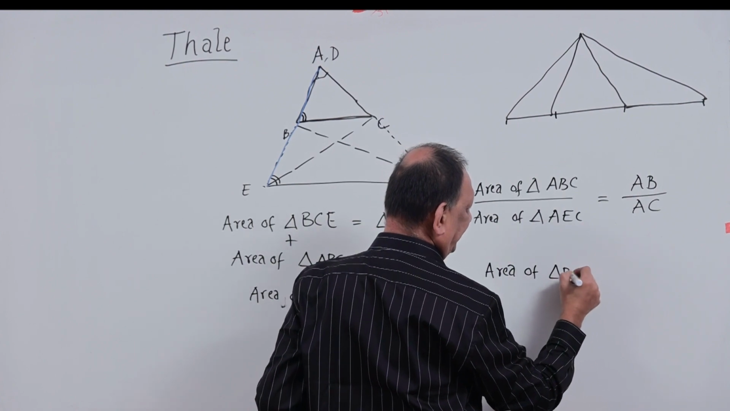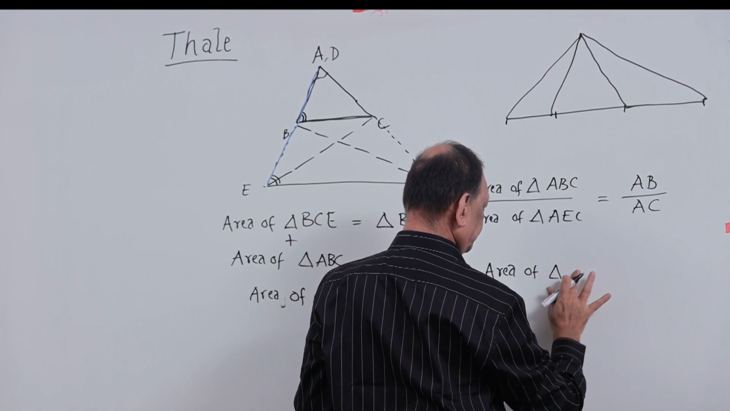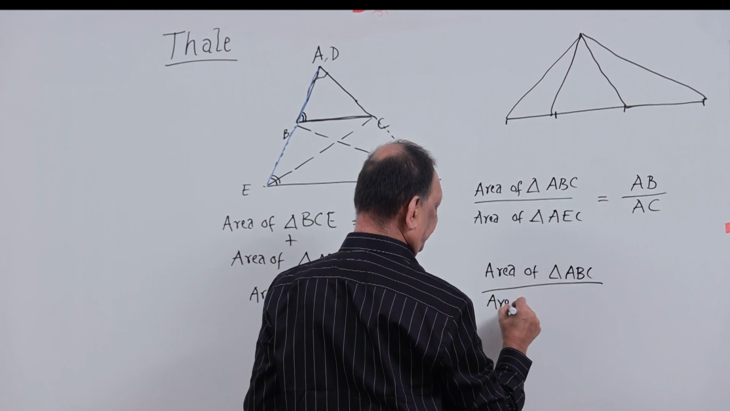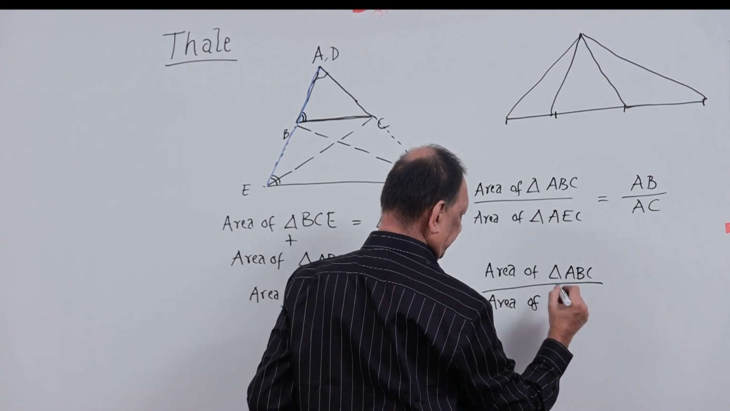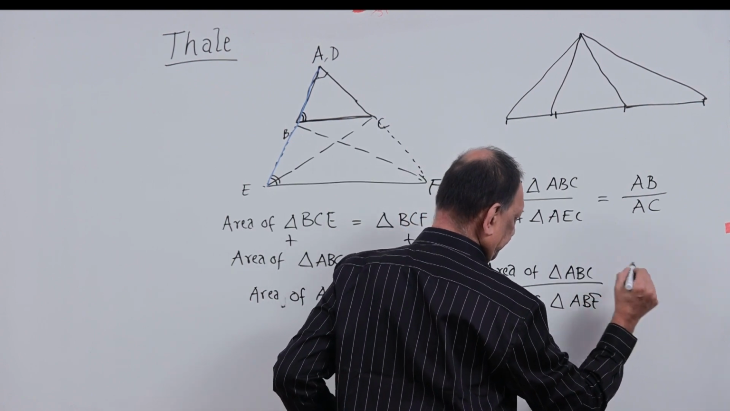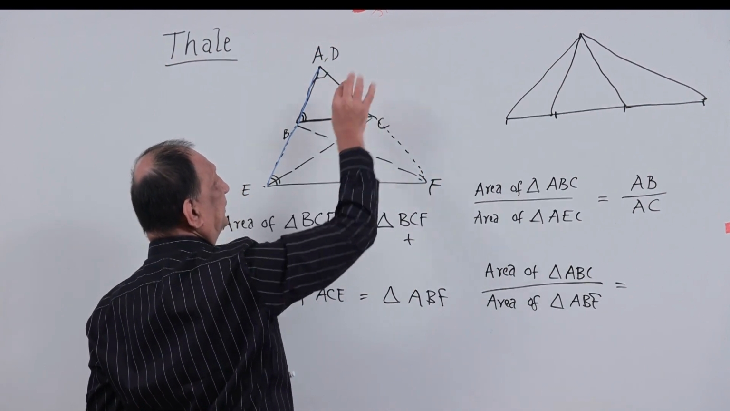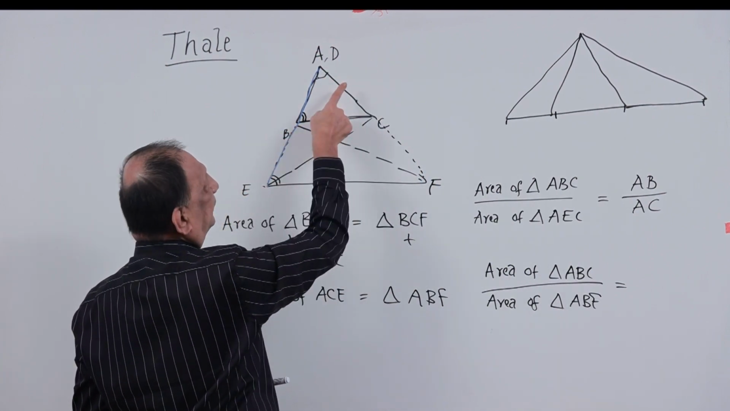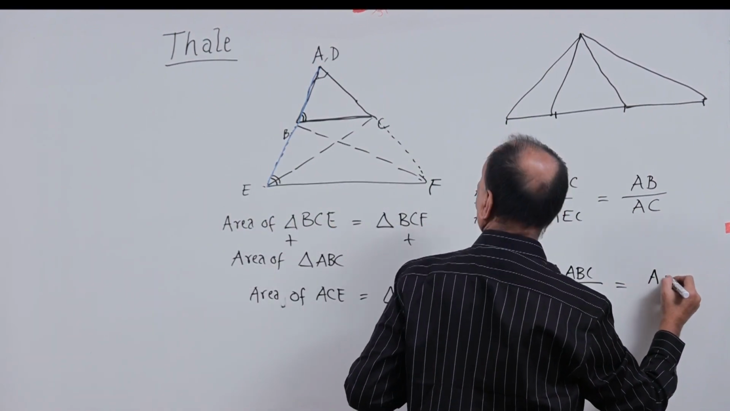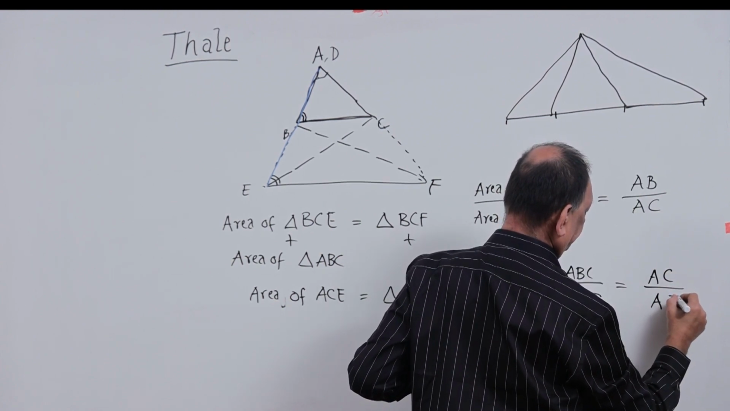Area of triangle ABC divided by area of triangle ABF. Here AC and AF are the two bases and B is a common vertex. Therefore, the ratio will be AC by AF.